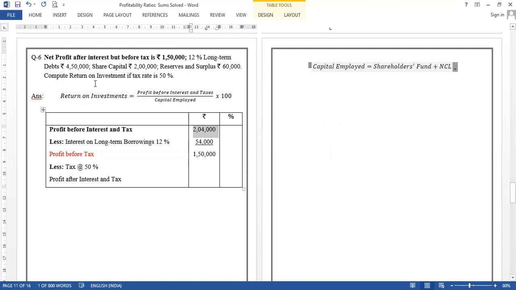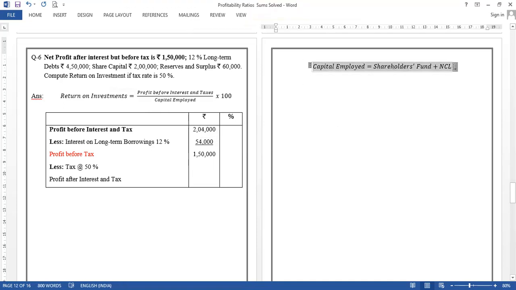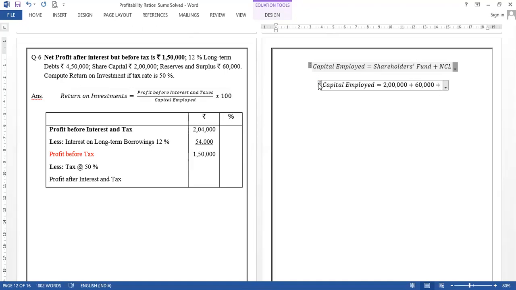Now, capital employed is to be calculated. The formula for capital employed is shareholders' funds plus non-current liabilities. Let us place the values. Capital employed will be equal to shareholders' fund, which can be seen as share capital and reserves and surplus, rupees 2 lakh plus 60,000, plus non-current liability, which is long-term debts, rupees 4 lakh 50,000. Okay, so the total is 7 lakh 10,000, right?